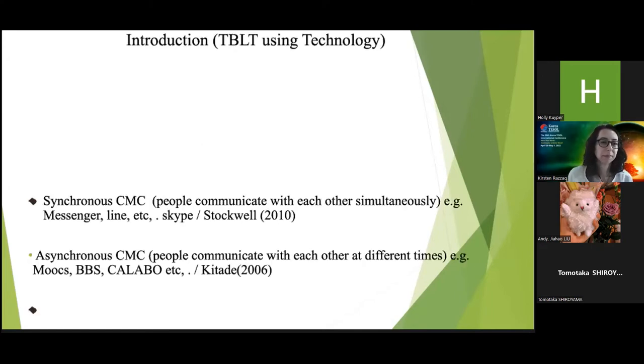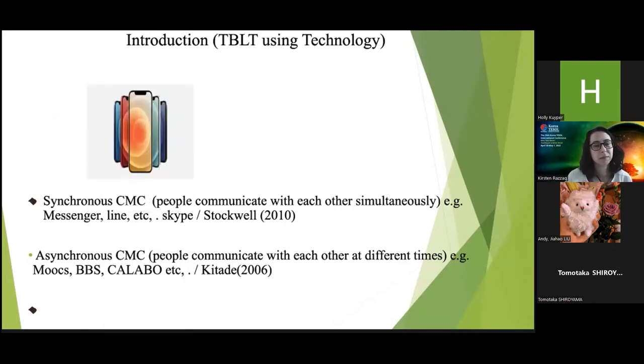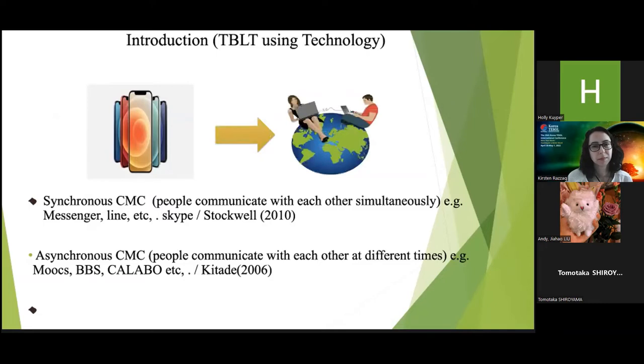Then, introduction to TBLT. My previous slide talked about ICT education. This topic is integrated task-based language teaching using technologies. For example, people have smartphones connected to the internet. It means interconnected computers between individuals or groups, separated in space or time, which is called computer-mediated communication.